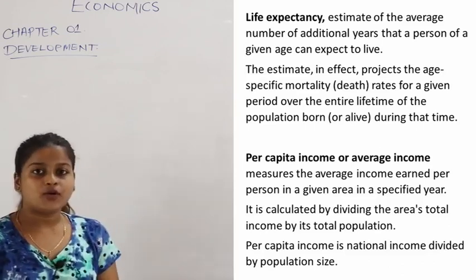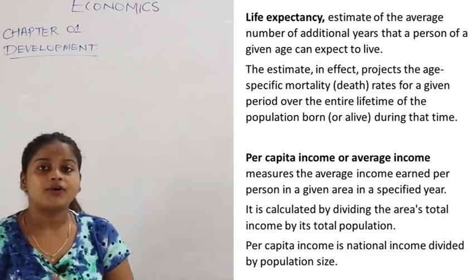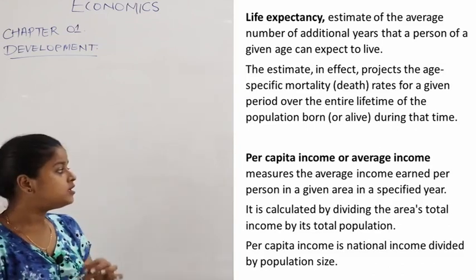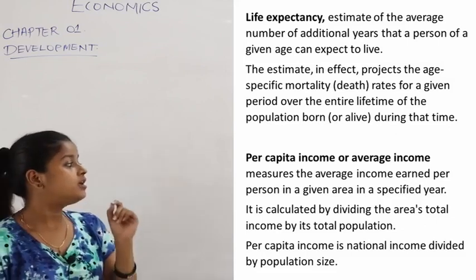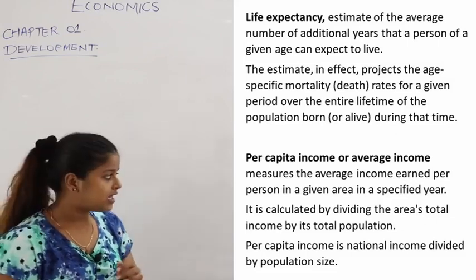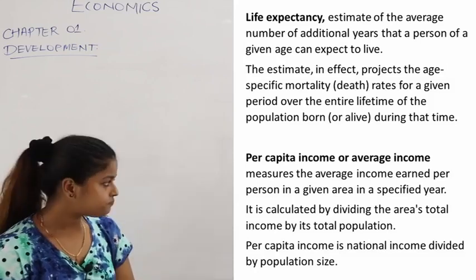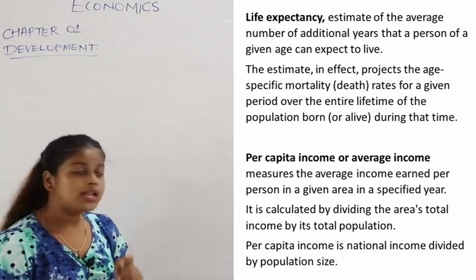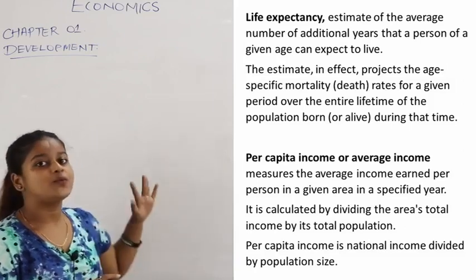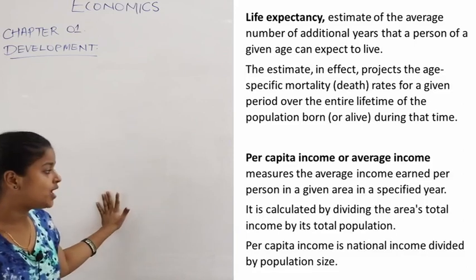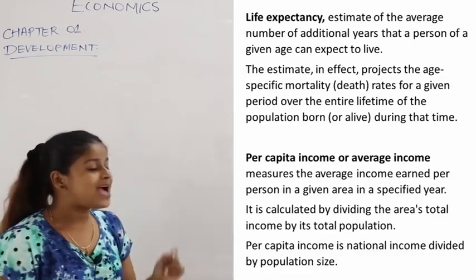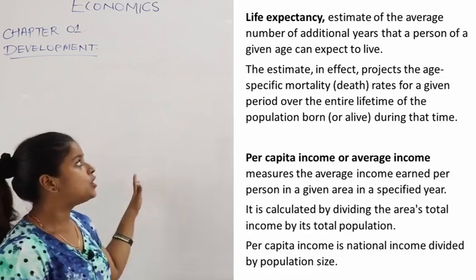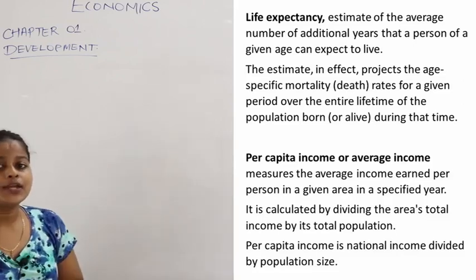The next term we are going to see is the per capita income, or the average income. This measures the average income earned per person in a specific area in a specified year. It is calculated by dividing the area's total income by its total population, and as we had seen previously, per capita income is national income divided by the population size. So this is what we learn about life expectancy and the per capita income.